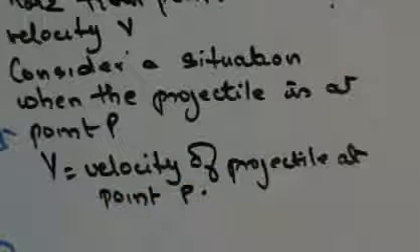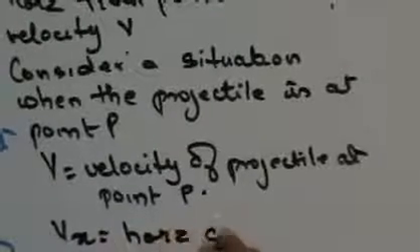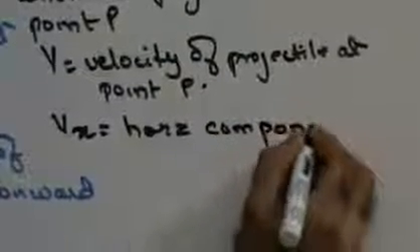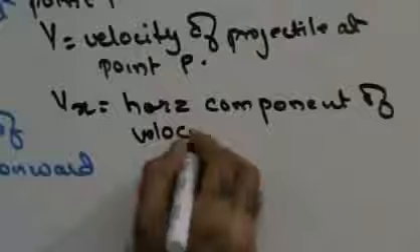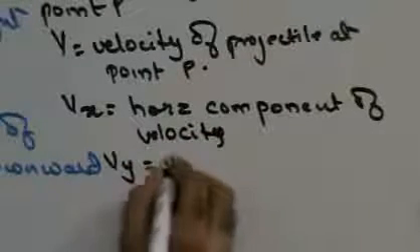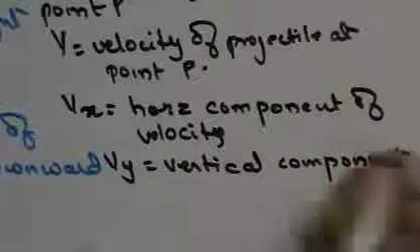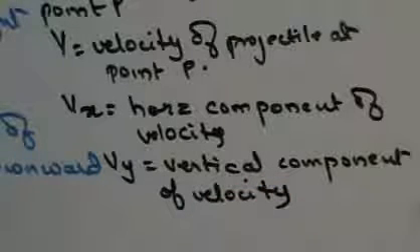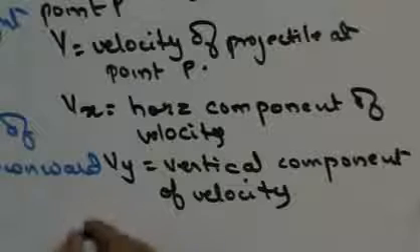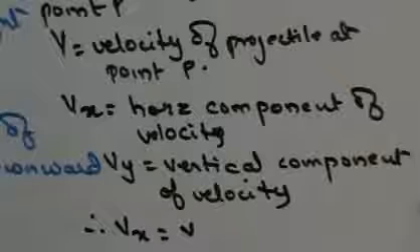If I resolve this, Vx is the horizontal component of the velocity at P, and Vy be the vertical component of velocity. In that case, the horizontal component Vx will be equal to v, because that was the velocity with which the projectile was thrown.